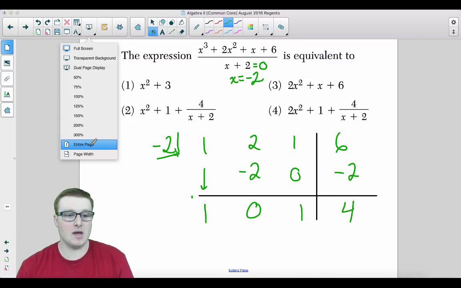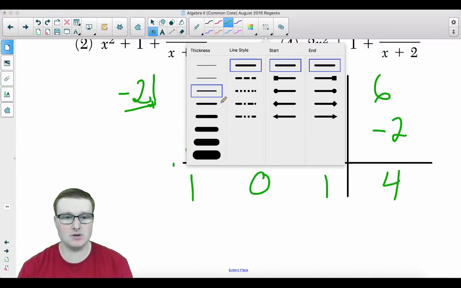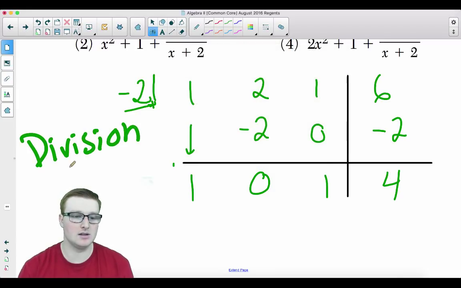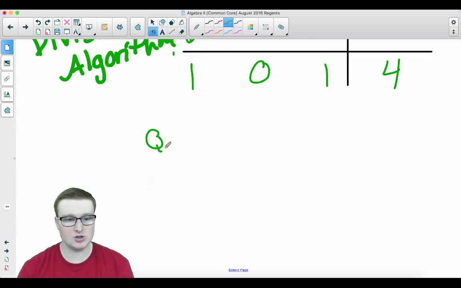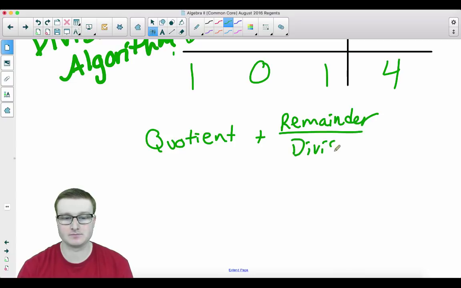So, remember, you need to know the division algorithm. Don't forget it. It's going to bite you in the butt if you do forget it, because it's on most exams. The division algorithm states it's your quotient, which is your answer, plus the remainder over the divisor. That's how you write your answer.